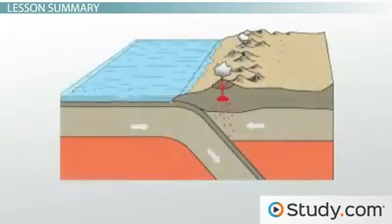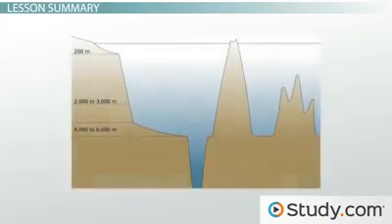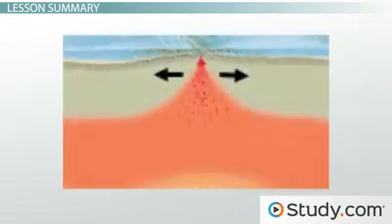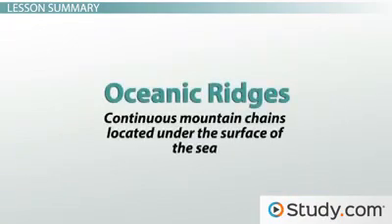These boundaries are common areas of tectonic activity, including mountain building, earthquakes, and volcanoes, and the areas where ocean basin features are created. When plates spread apart, they create gaps where magma from the Earth's mantle can rise up and cool to form structures such as oceanic ridges, which are continuous mountain chains located under the surface of the sea.